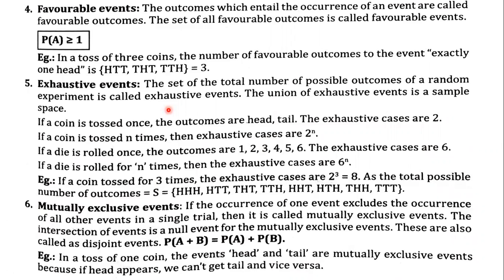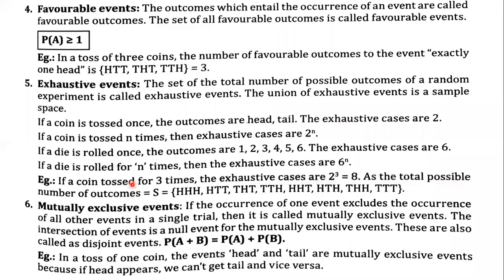So if a coin is tossed once, the outcome is head or tail. Once, 1 coin I am tossing, and what is the result I will get? Head or tail. Okay, so what are the exhaustive cases? 2 cases. Either it can be a head or it can be a tail. So how will I know? Then the exhaustive cases will be 2 to the power n.